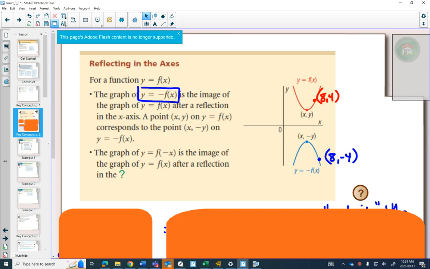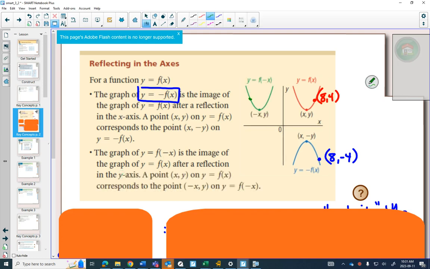Similarly, if the negative is inside the function, and we can label a single point on here too, now the entire red graph gets flipped over the y-axis. Inside moves things left and right. Inside is horizontal. Can you see the graph has been flipped horizontally over the y-axis?